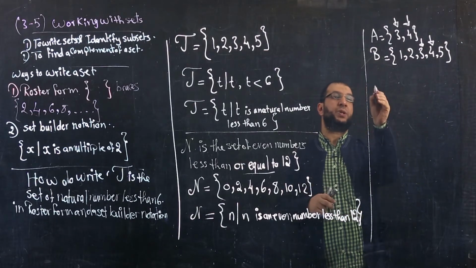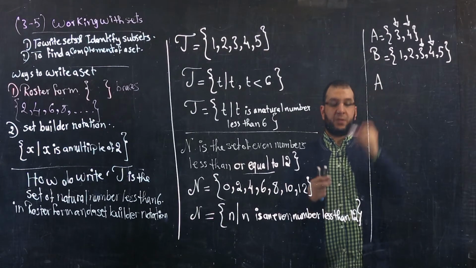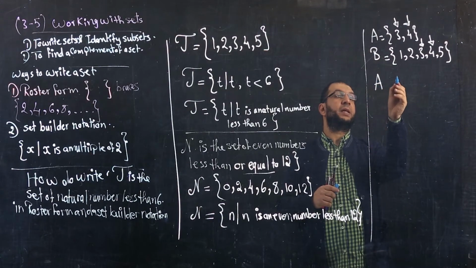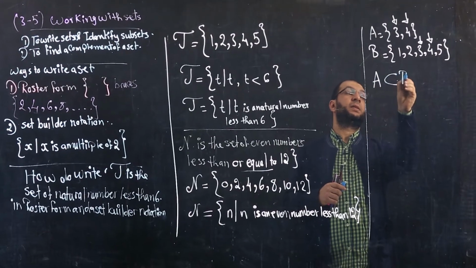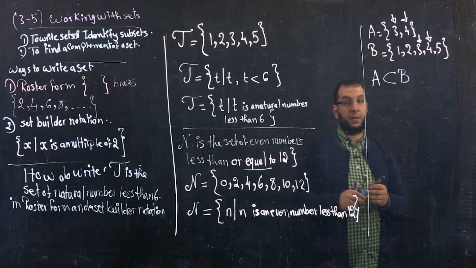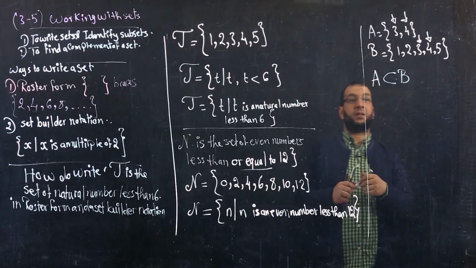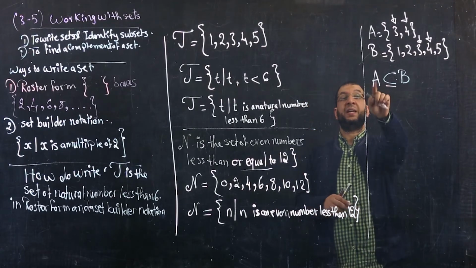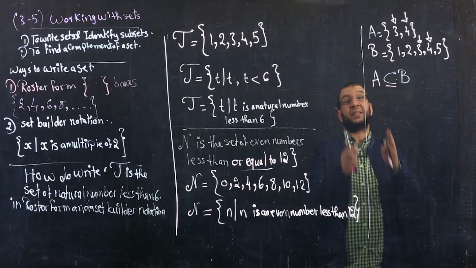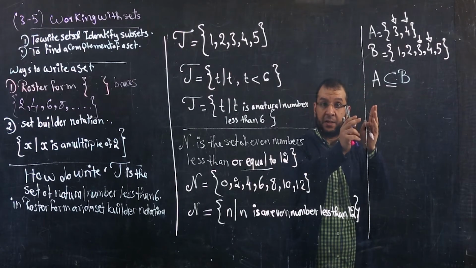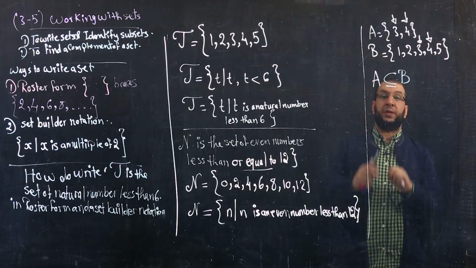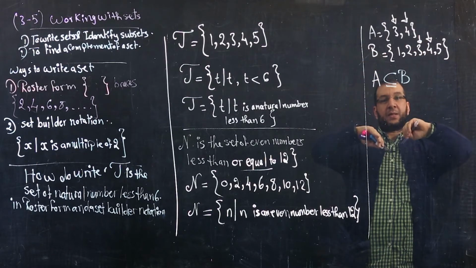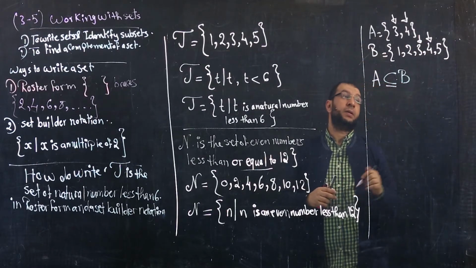How can we write it? We write it like this, with this sign: A is a subset of B. Okay, guys? So we can write it like this or like this. We can make a line here like this. So A is a subset of B. It means that all elements of the set A exist in set B. We can say that all of A is inside B.